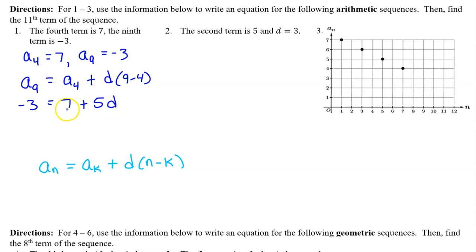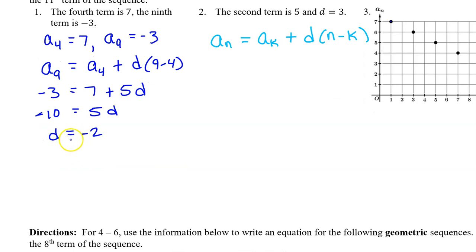Little algebra here. Subtracting 7 from both sides, we get -10 is equal to 5d. Dividing both sides by 5, we get d is equal to -2. Now that we know the common difference, we can go ahead and write the rule for an using a4 as ak and our brand new common difference for d.